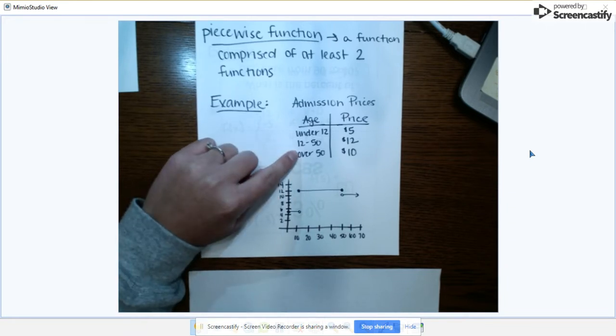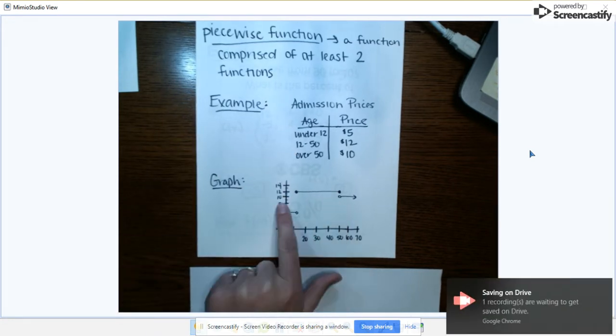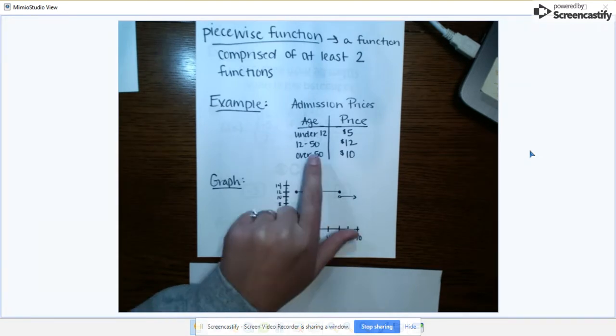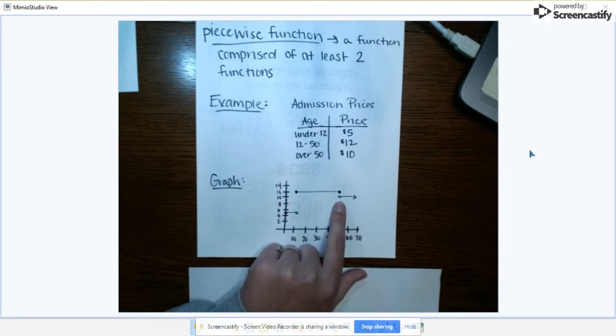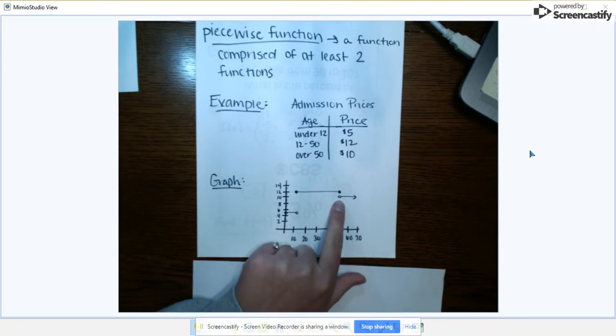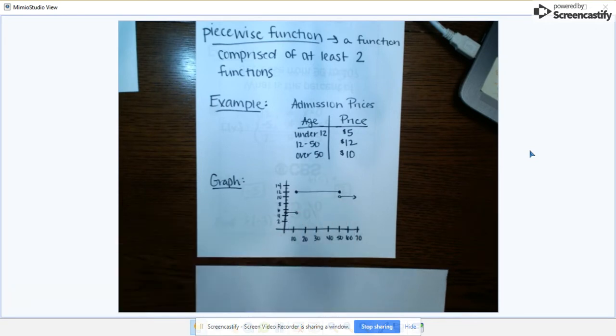And then if I'm over 50, I'm going to pay $10. So at 50, I come up to the 10 on the y-axis, and this circle will be open because if I am 50 years old, I can still pay that $12. I have to be completely over 50 in order to get the discount. So at age 50, I will pay $10 if I'm over that. So, open circle with an arrow pointing to the right, meaning anything to the right of 50 years old will only have to pay that $10.